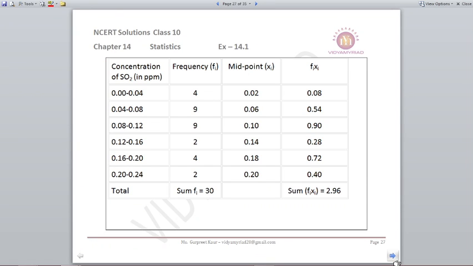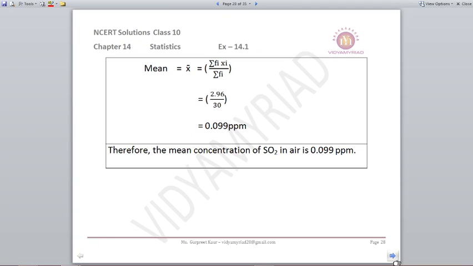We know how to find out xi. It is upper limit plus lower limit divided by 2. Your values come as 0.02, 0.06, 0.10, 0.14, 0.18 and 0.20. Multiply with the frequencies, add them together. So sigma fi xi came as 2.96 and total of frequency has come as 30. So the direct method is quite simple. We just have to put sigma fi xi upon sigma fi, that is 2.96 upon 30. Your mean concentration of SO2 in the air is 0.099 ppm.